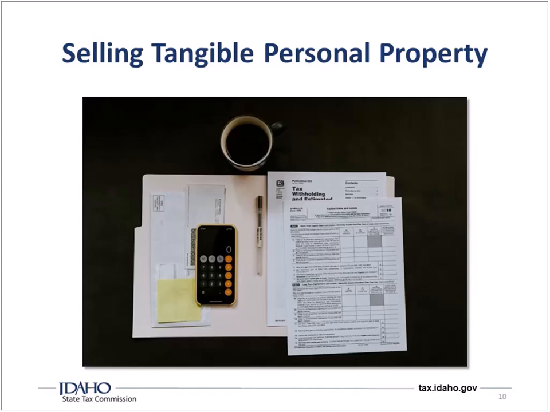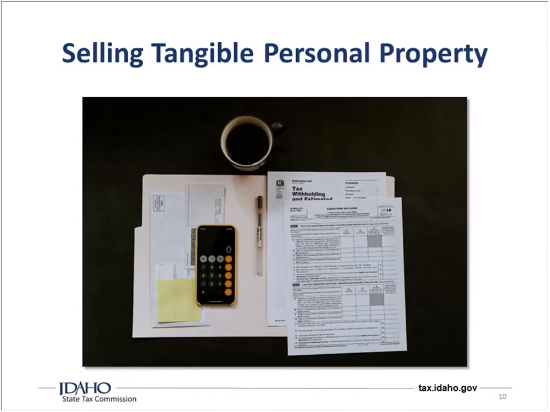So why are we doing all of this? It says we're going to be in the business of selling tangible personal property. Idaho has a 6% sales tax on all tangible personal property. This tax isn't part of your income. It belongs to the state, and you're just collecting it for us. And I just want to say right now, thank you for doing that. We greatly appreciate it.